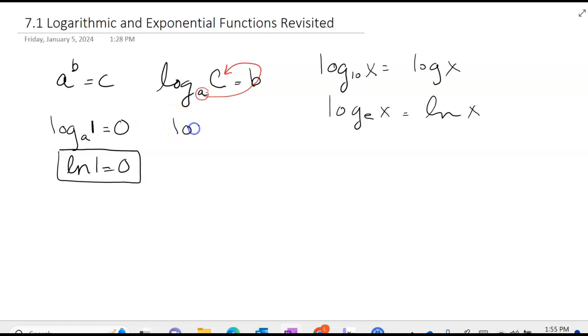Another one that comes up a lot: what if I want to take my base to the same number? You're saying, what do I raise my base to, to keep it my base and not have it change? Well, then it's being raised to a 1. And with the natural log, of course, that would be the natural log of e. Since e is the base, to keep it e, you raise it to the first power. So please make sure you keep those in mind and don't forget those common ones.